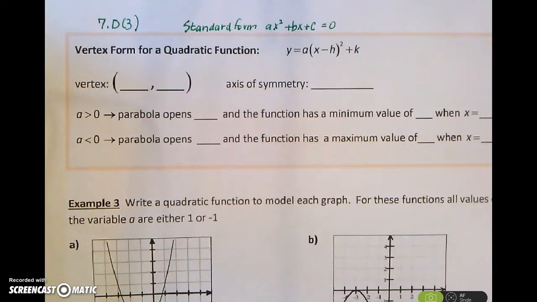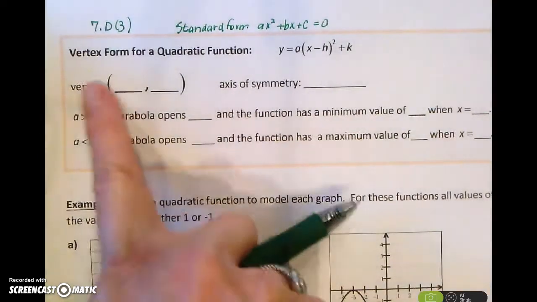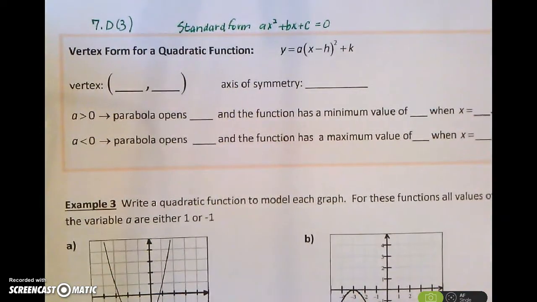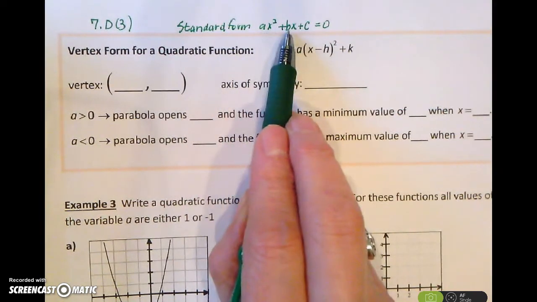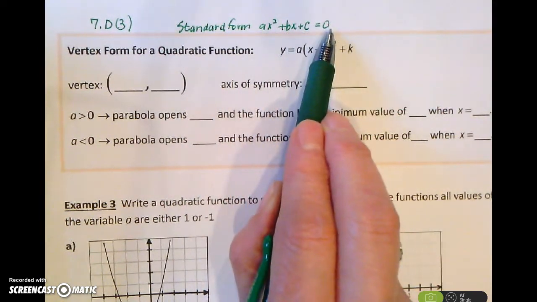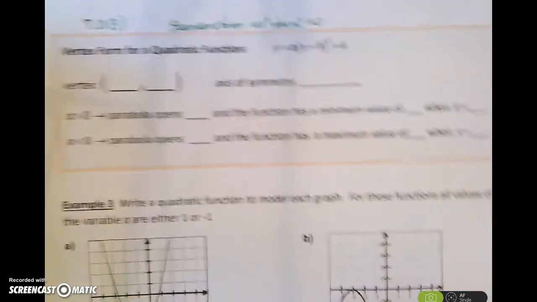In this third video for our vertex form, we're going to talk about the vertex form for a quadratic function. The standard form, which is what we mentioned at the beginning, is ax squared plus bx plus c equals 0. And this is what our vertex form is going to look like.